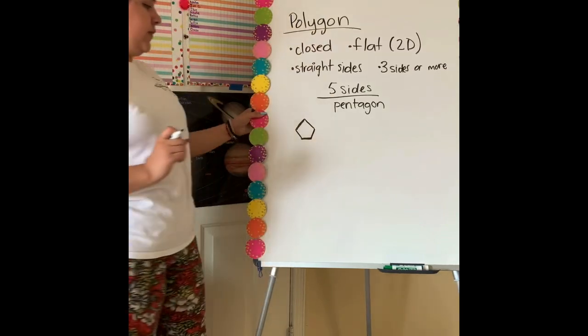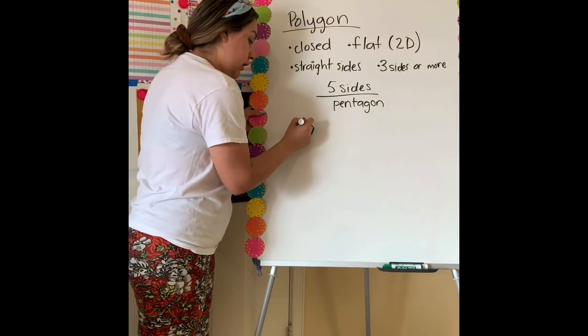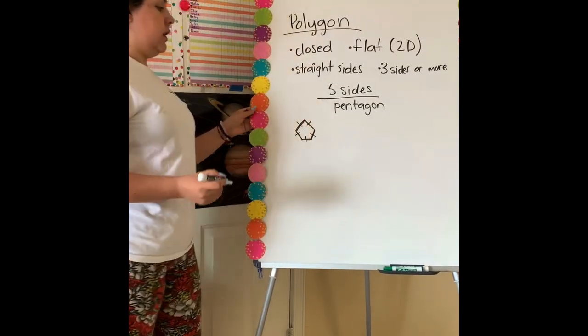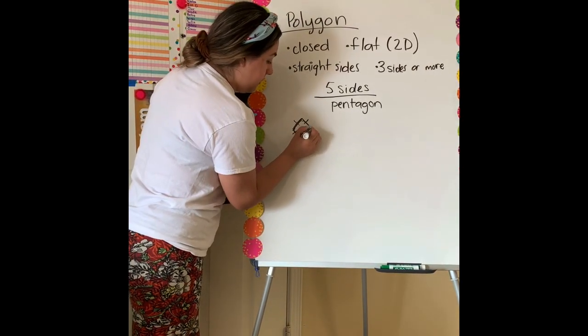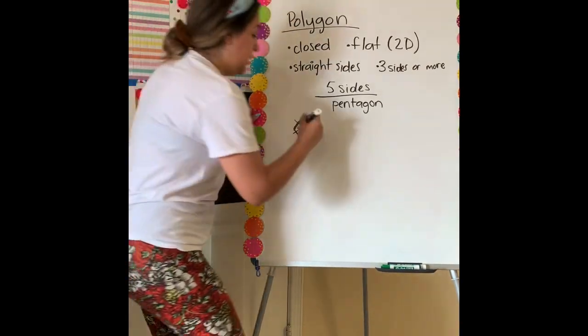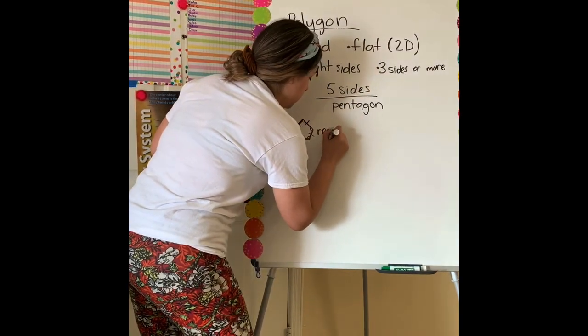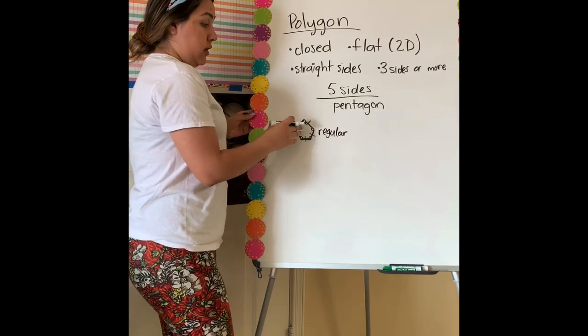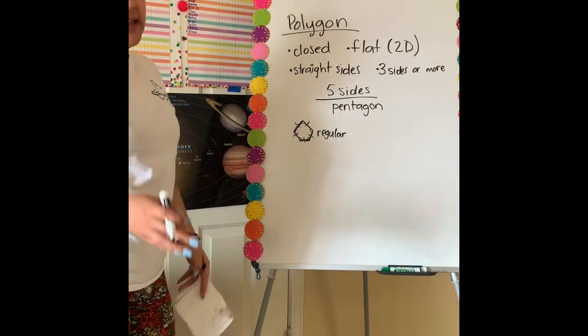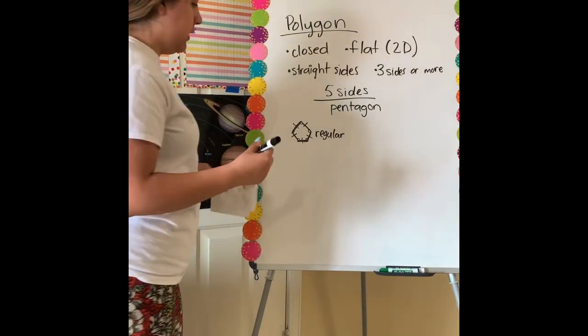Okay, there you go. And all the sides will be the same. The sides are the same. The angles are the same. So this is a regular polygon. Now, that does not mean that all pentagons are regular polygons, okay?